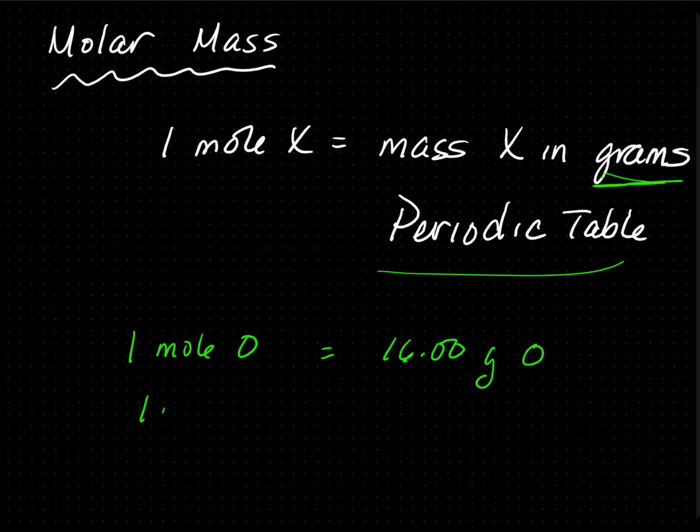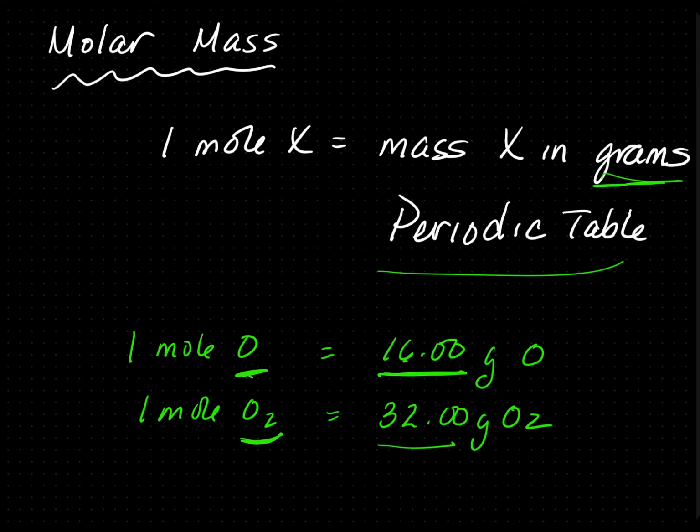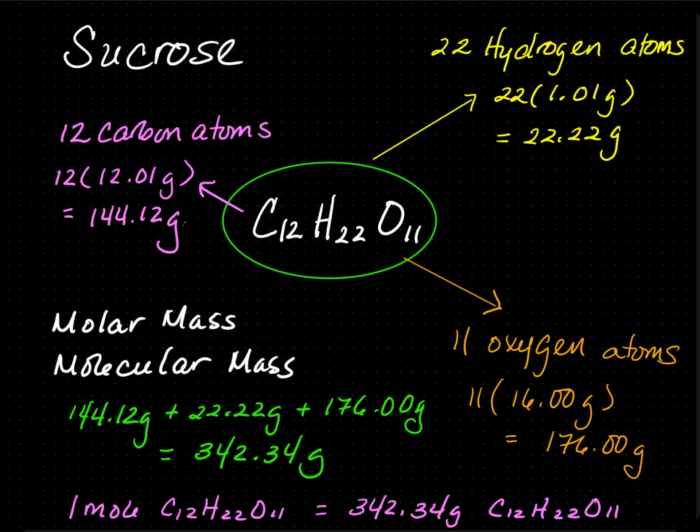But if I say I have 1 mole of O2, that's going to be 32 grams of O2 off the periodic table. So here we have 1 atom. If I read it off the periodic table, it's 16 grams. Here I have 2 oxygens, so this is going to be 32 grams of O2. So it's 2 times 16. So let's look at the following.